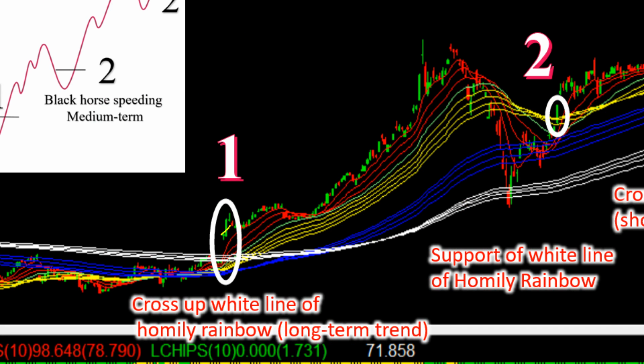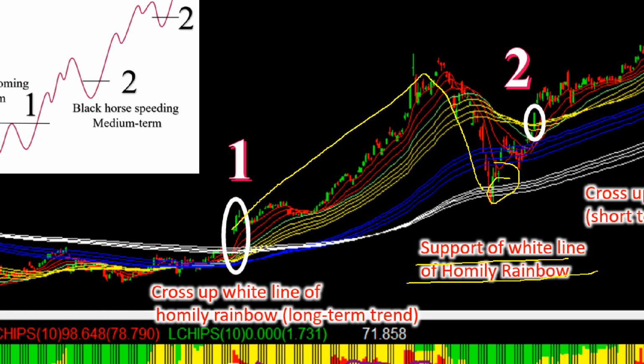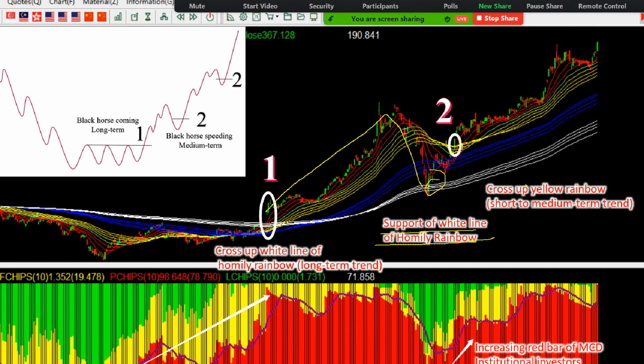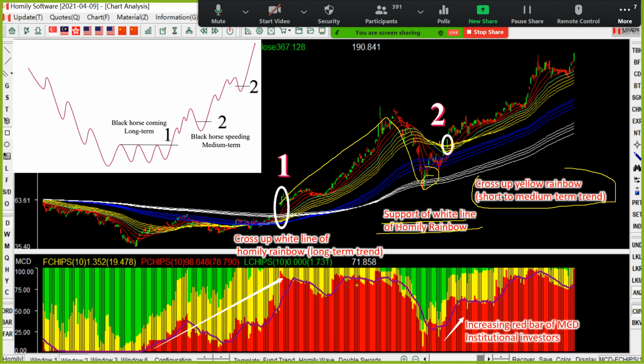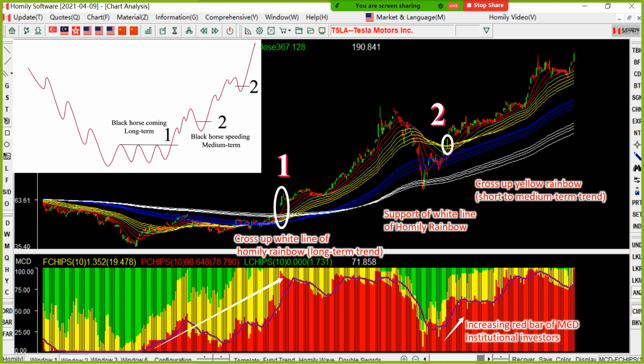After the black horse timing, all the way up, Tesla then retraced, touched the white rainbow, the long-term strong support of the rainbow. Then it rallied up, crossed up the yellow rainbow, that is the very cool one. It's a medium-term reversal point. Then in the lower chart, you see what happened? The red bar of MCD increasing represents the big money flowing. It's a good chart. This chart I made maybe 3 or 4 months ago.